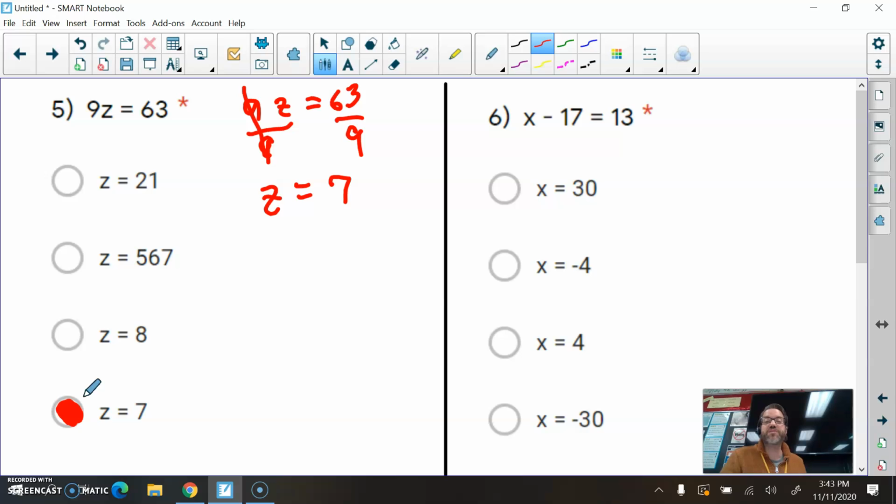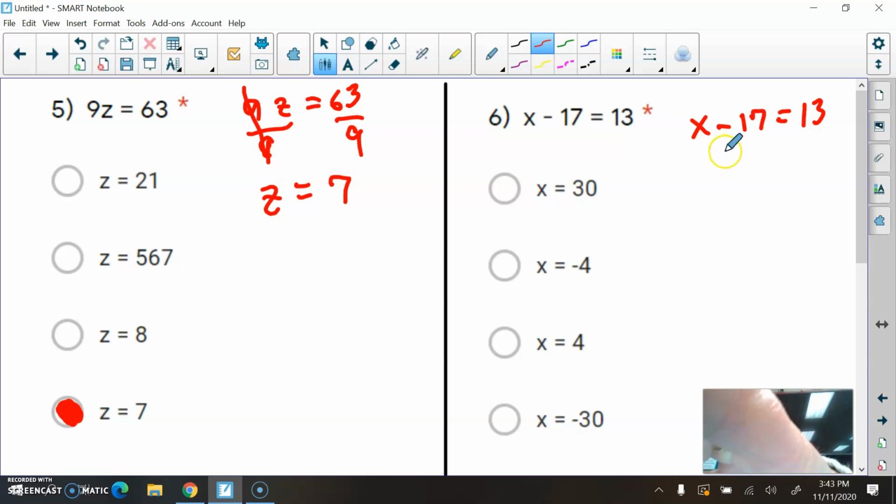All right, number 6, we have x minus 17 equals 13. So I'll just rewrite this, x minus 17 equals 13. Okay, so if I want to solve for x, if I want x to be all by itself, I need to get rid of minus 17. If we've subtracted 17, then to undo that, we would add 17.